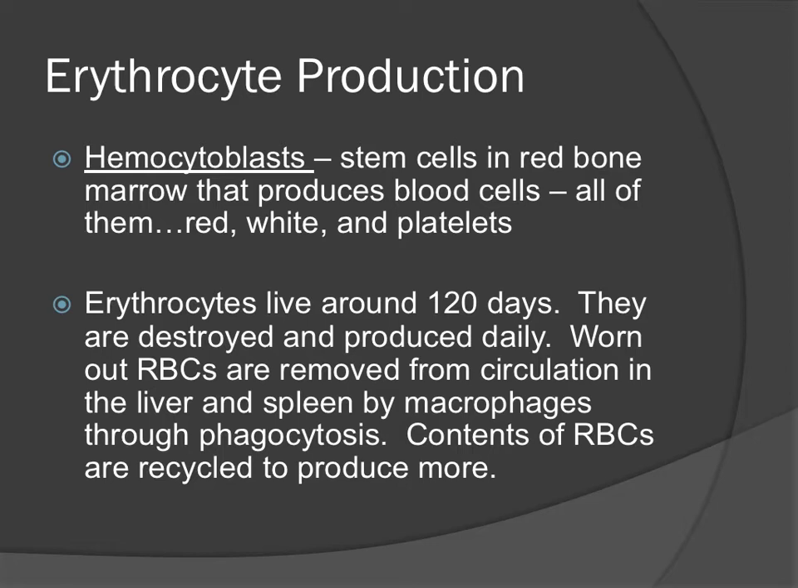So erythrocytes, again, I've mentioned, live around 120 days. They are destroyed and produced daily, and worn out red blood cells are removed from circulation in the liver and the spleen by macrophages through phagocytosis. You learned all of those terms back in chapter 3 in the cellular chapters. If you need to go back and review that content, please do.